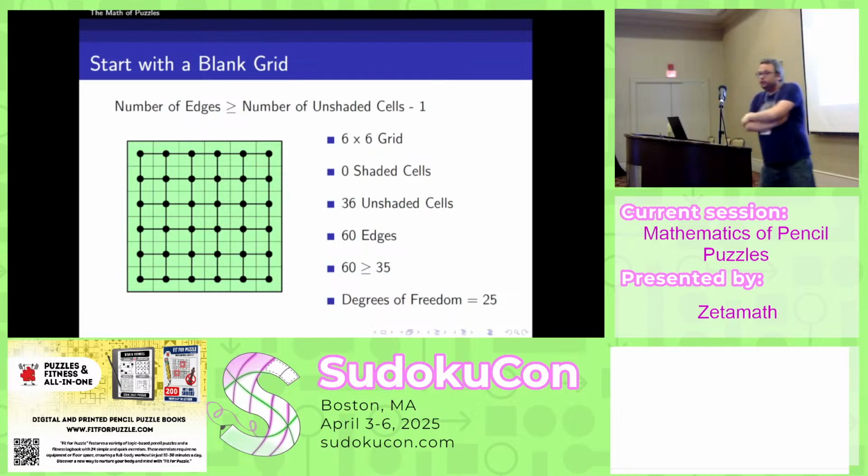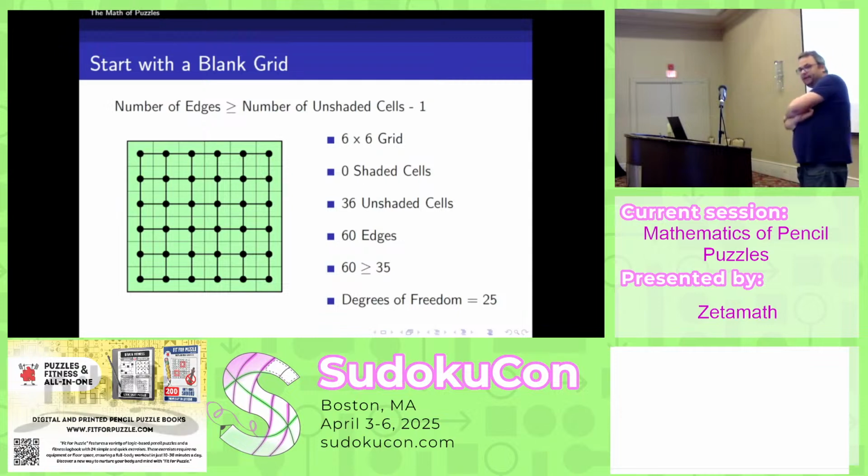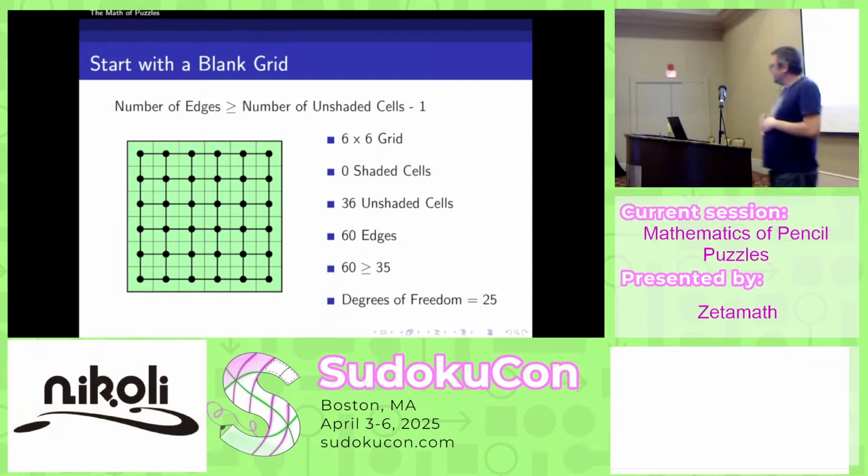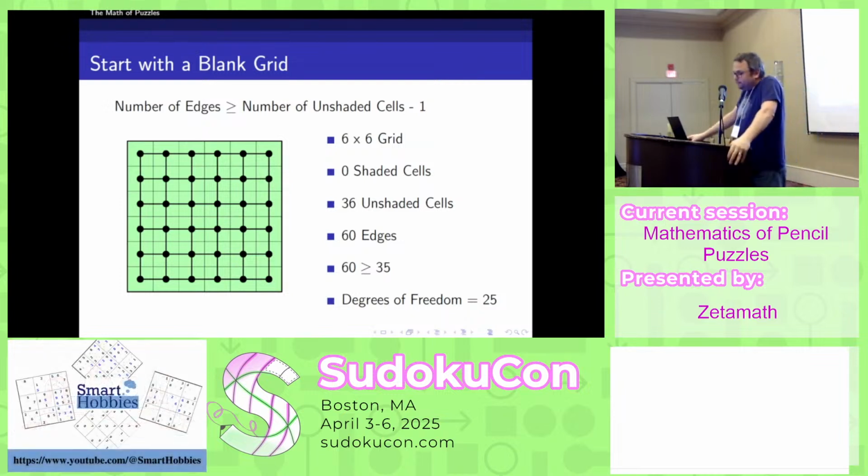I think for Sudoku people, the best way to think about this is that it is 25 degrees of freedom. I've got 25 more edges than I technically need to meet the prompt, which is that I need all the green cells to end up being connected. So I've got a lot of wiggle room at the moment, and basically what we have to think about is how does that wiggle room go down as I shade cells in the grid?